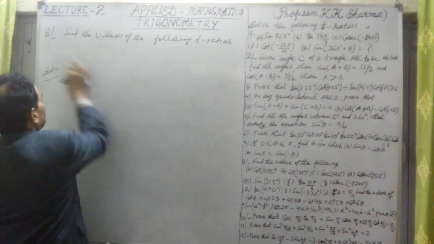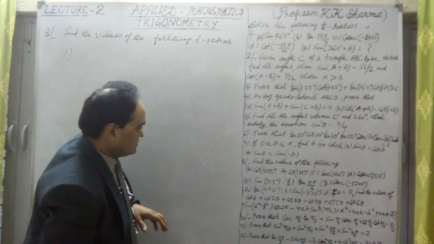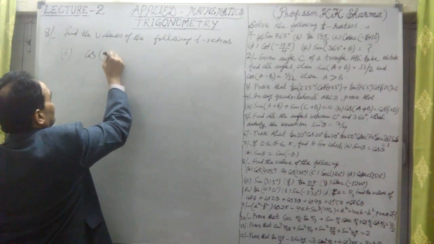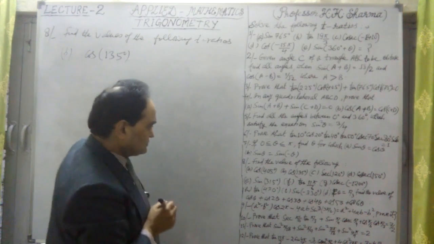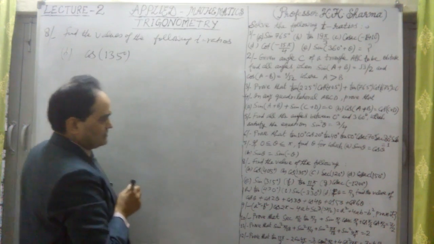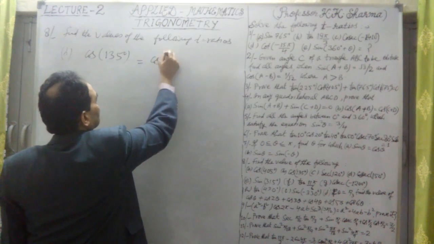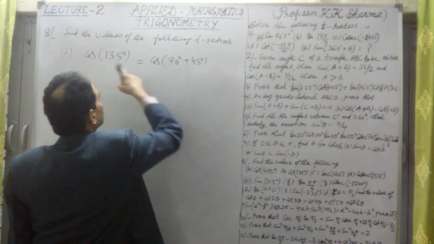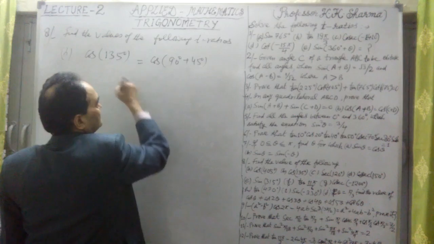A part is done. Now let me take the B part. The B part says cos 135 degrees. Now this is 90 plus theta. So we can write it as cos of 90 degrees plus 45 degrees, since 90 plus 45 is 135 degrees.